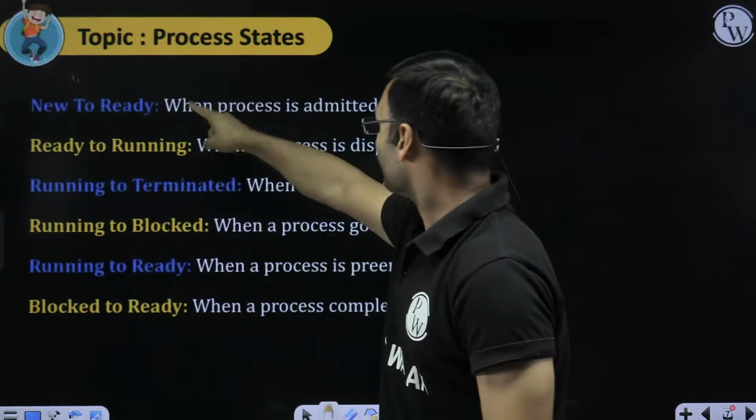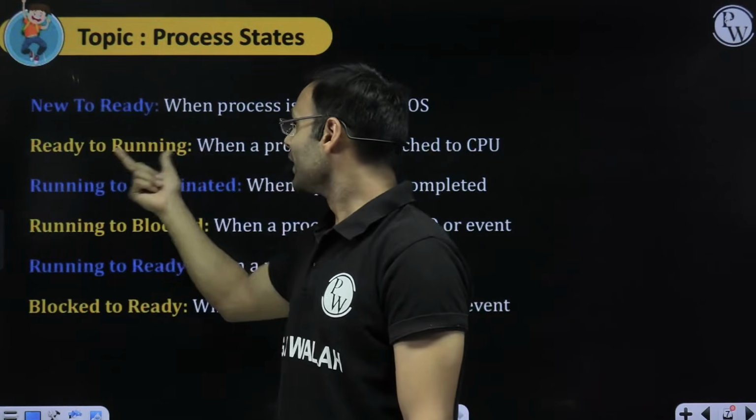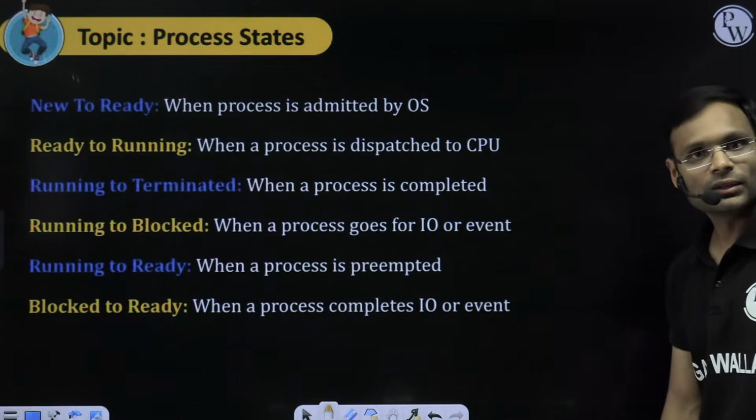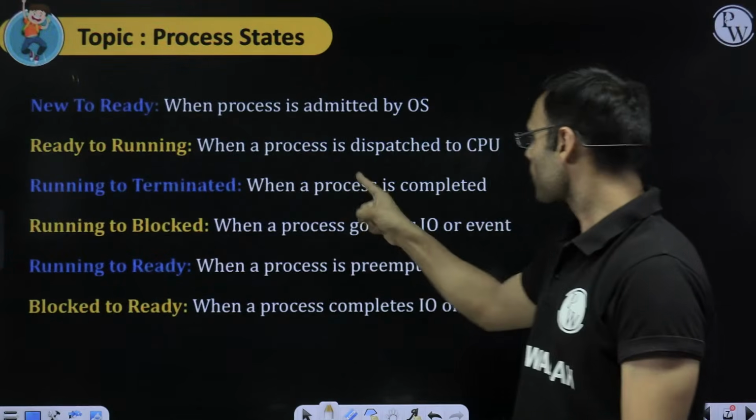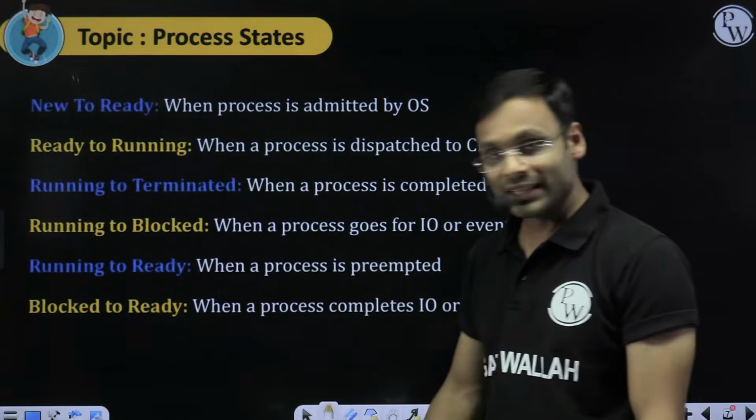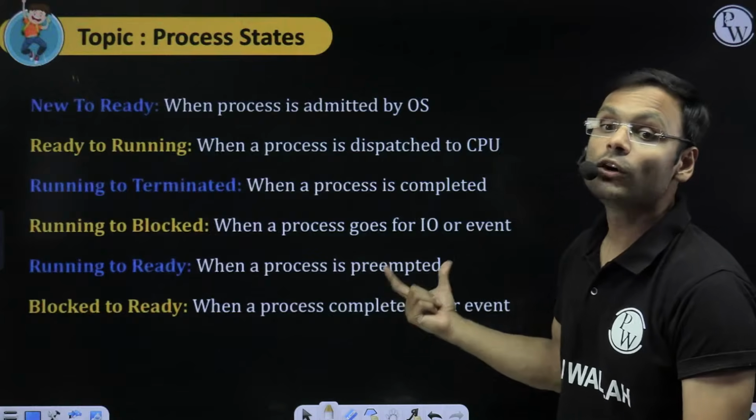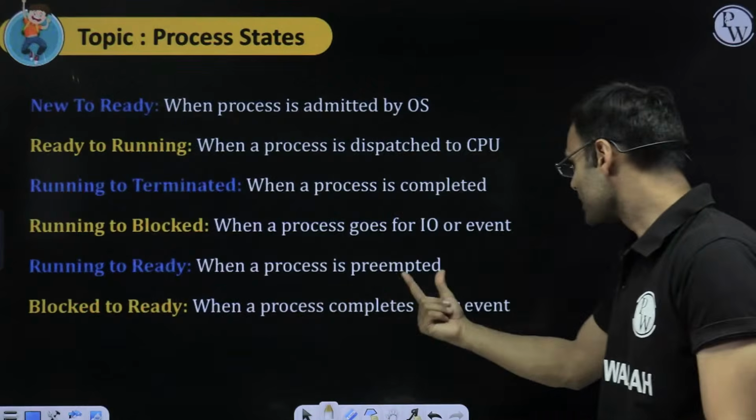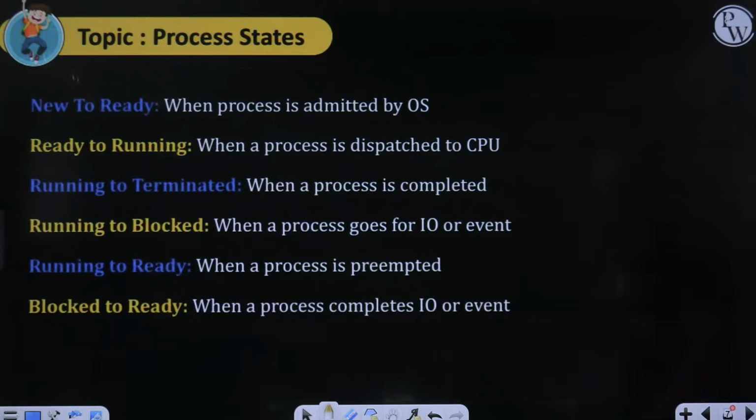When a process is admitted by the operating system, it takes the transition new to ready. Ready to running: when a process is dispatched to CPU from the ready state, it will take the transition ready to running. Running to terminated when a process is completed. Running to blocked when a process goes for IO operation from running state. Running to ready when a process is preempted against its own wish, forcefully. And blocked to ready when a process completes IO or event. Then it will take the transition.